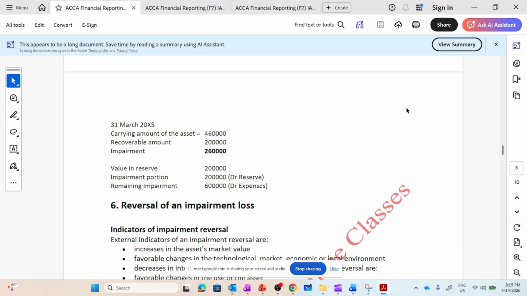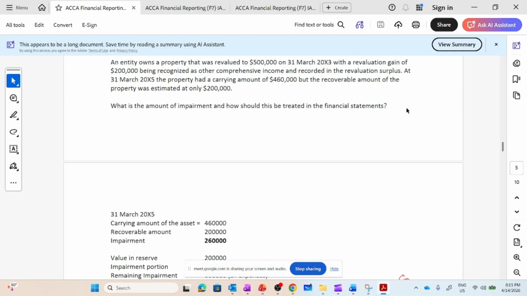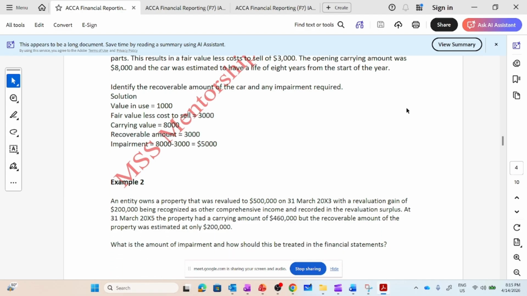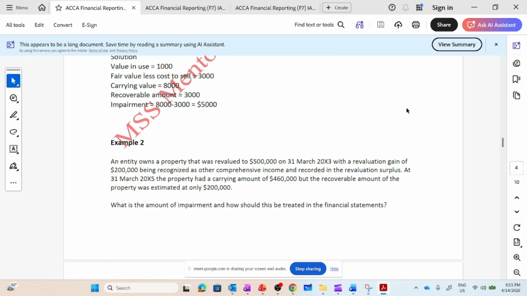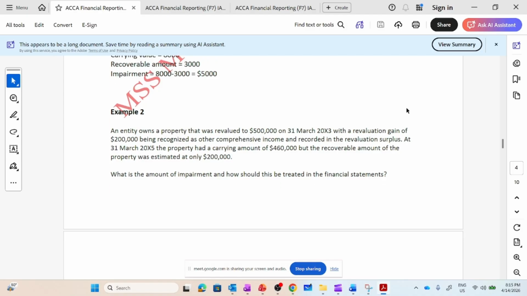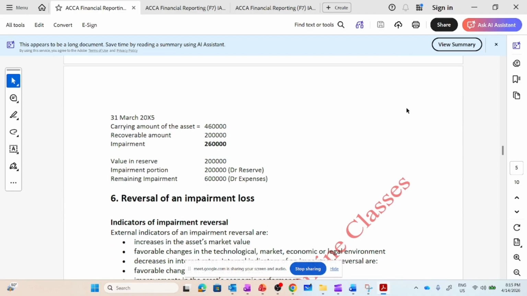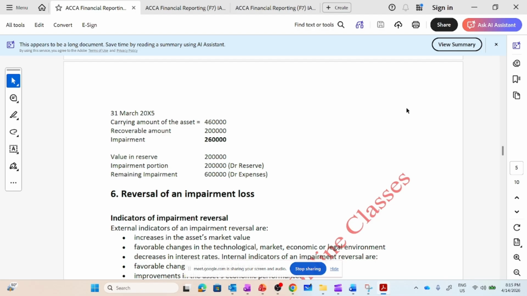Also, example two: you can see the solution, but I'm not going to solve it. I've already solved it in the recording session. That's why I'm expecting everyone to have completed the recording session, so we can be in a better position to ask questions and to discuss.